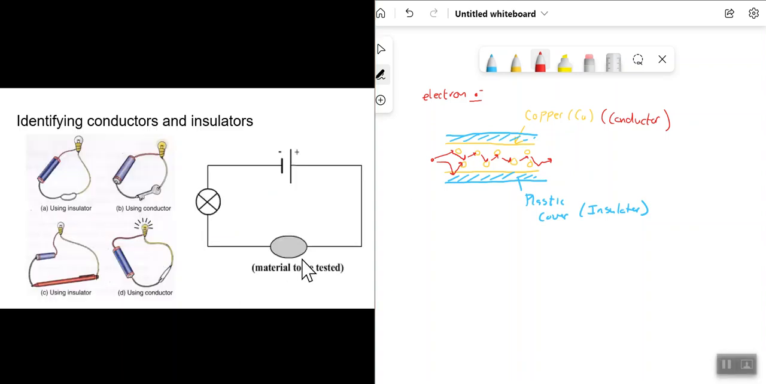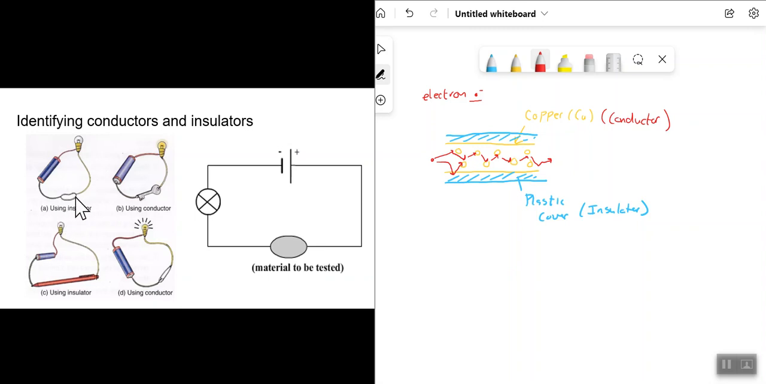And what we can do is we can set up a simple circuit like this. So you have a battery, you have a light bulb, and then you have the material that's to be tested. So this is what it looks like. And what we can do is we can break the circuit and we can put in the material that we want to test. And we can use this to identify whether a material is a good conductor or a poor conductor of electricity.